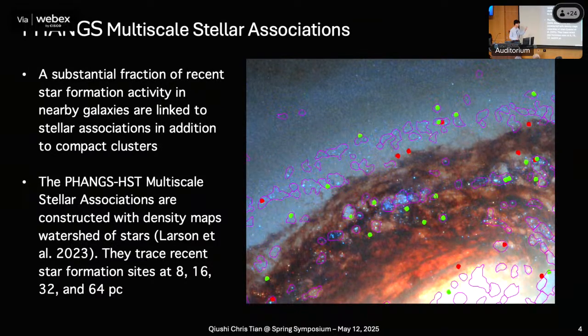Those are what we have in FANGS as stellar associations, or multi-scale stellar associations. We trace them with individual stars, and as you can see, they fill in a lot of the blank space between the clusters, and provide a more holistic view of the stellar population in a galaxy. If you remember from Professor Bob Benjamin's talk, it's a very similar idea, except that these are made of individual stars. But, as you can see, some of them do include a cluster inside.